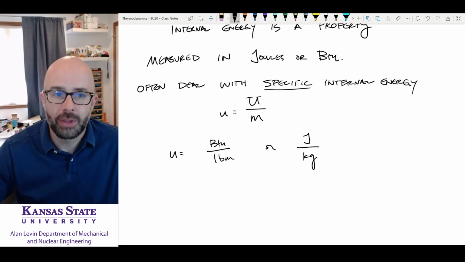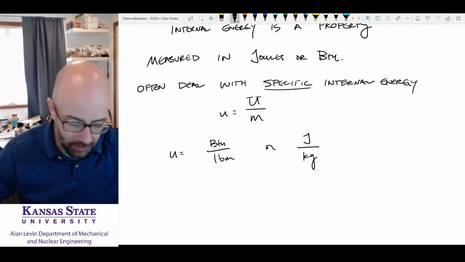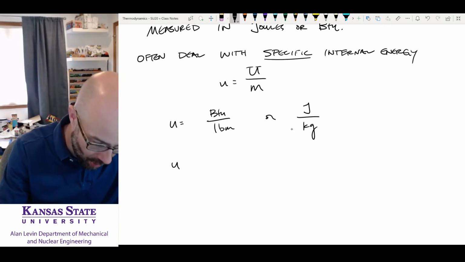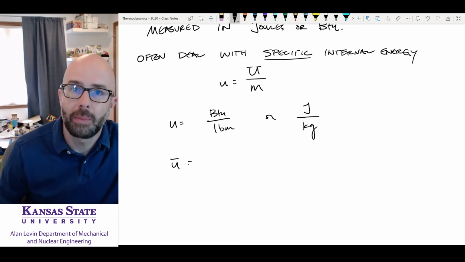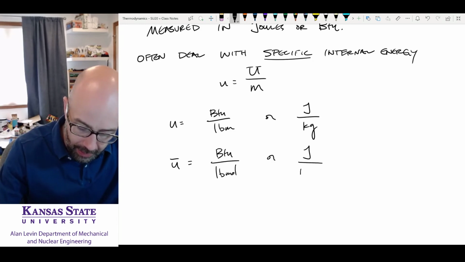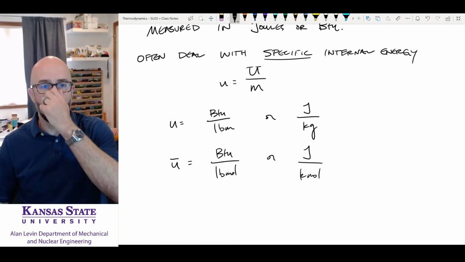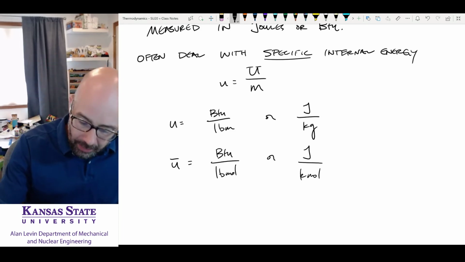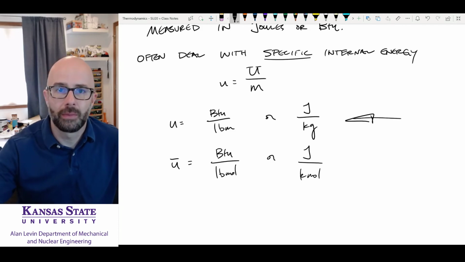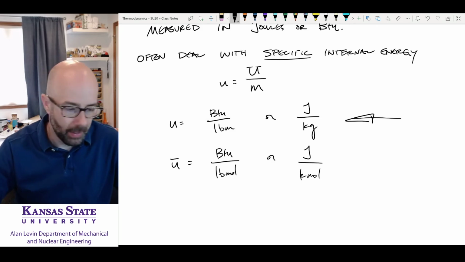Now we could put this on a molar basis, and we will from time to time. You'll put a U, and then what do we do for a molar basis? We put a bar over the top to denote that it's a molar basis, and this is going to be BTU per pound mole or joule per kilomole. Okay, so that's what we were going to do there. Right now, let's talk about a mass basis. That's what we're going to do for most of our time here, is talk about things on a mass basis.